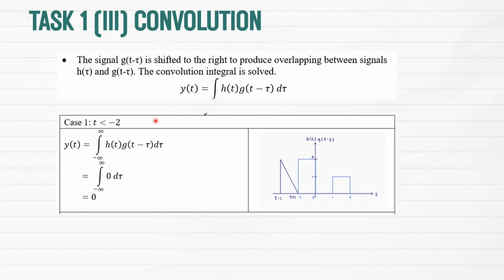For the first case, when t is smaller than -2, the figure shows that the two signals do not overlap at all. This means that the product of the two signals is 0 at all locations along the tau axis, and the resulting output signal is 0.